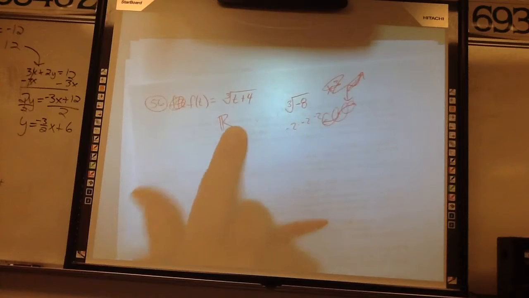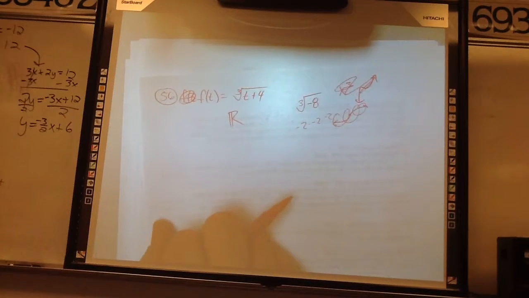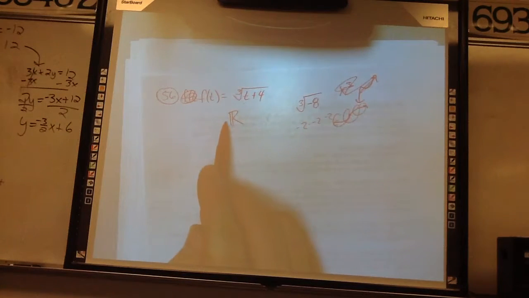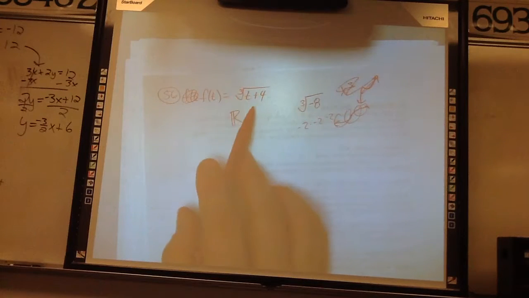7 plus 4 is 11. The third root of 11 is 2 point something. How about negative 5? With the square root of negative 1, that's imaginary also. The answer is all real numbers. Everything works. You plug in negatives, it works. You can do the third root of negatives.